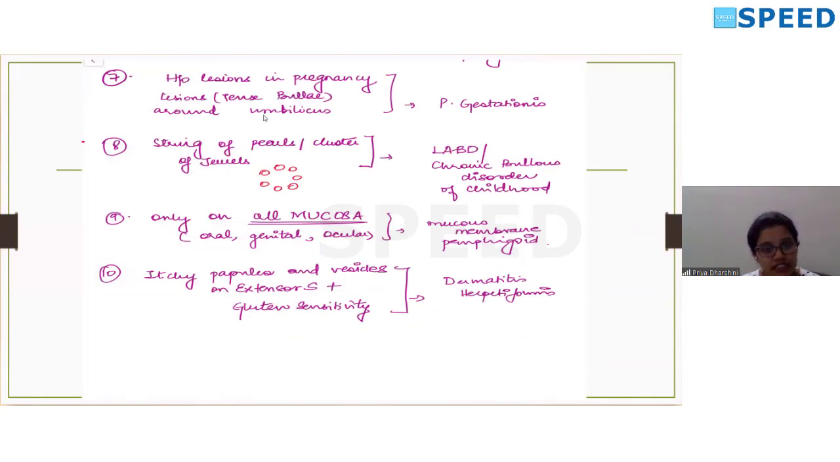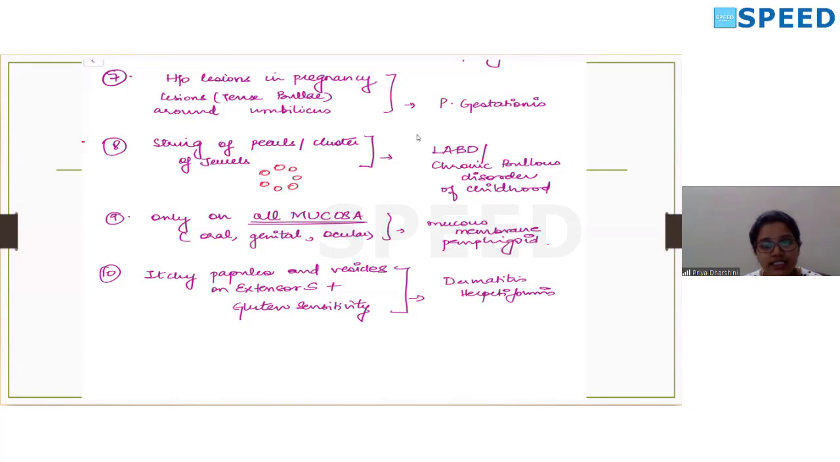And the next one is history of tense bullae only that the patient is having, and history of lesion in pregnancy. If the lesions are mainly around the umbilicus, all these pointers suggest pemphigus gestationis, which is nothing but the clinical variant of bullous pemphigoid, which occurs in pregnancy, mainly in the later part, second and third trimester. And if these tense bullae are associated with a string of pearls or cluster of jewels appearance, then it points towards linear IgA disease.